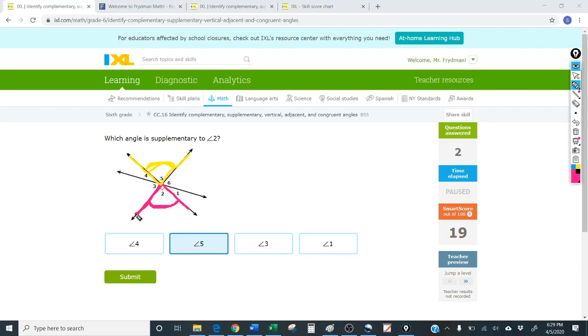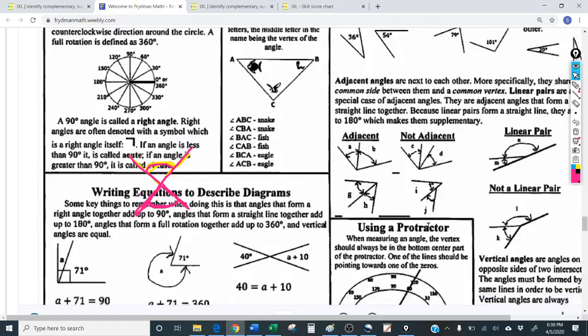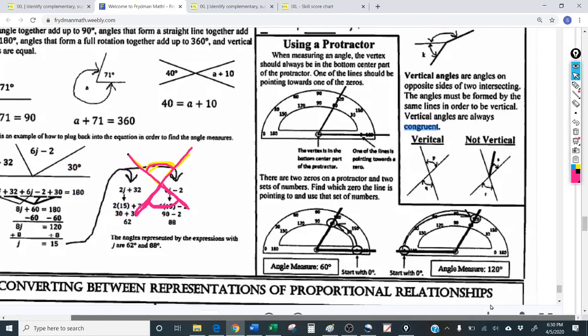We know that if we extend this line and also extend this line, then we can see that angle 2 and angle 5 are on the opposite sides of two intersecting lines. That makes them vertical angles. And what do we know about vertical angles? Vertical angles are always congruent. They're always equal to each other.